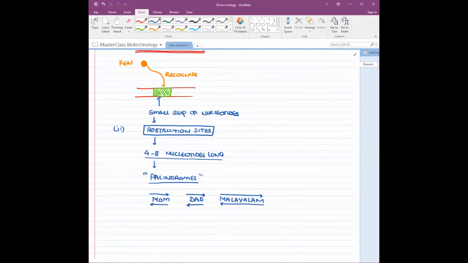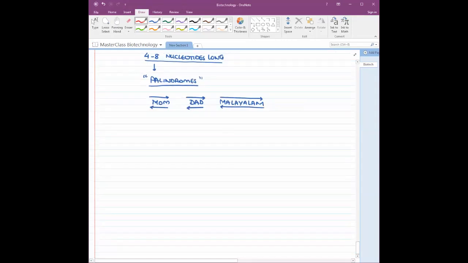Okay, so now, guys, this is how your restriction endonucleases or restriction enzymes work. They will always recognize the restriction sites. Now let's try to figure this out with the help of an example. So who are we going to talk about? We'll talk about EcoRI only. Okay, so what is this EcoRI going to do?